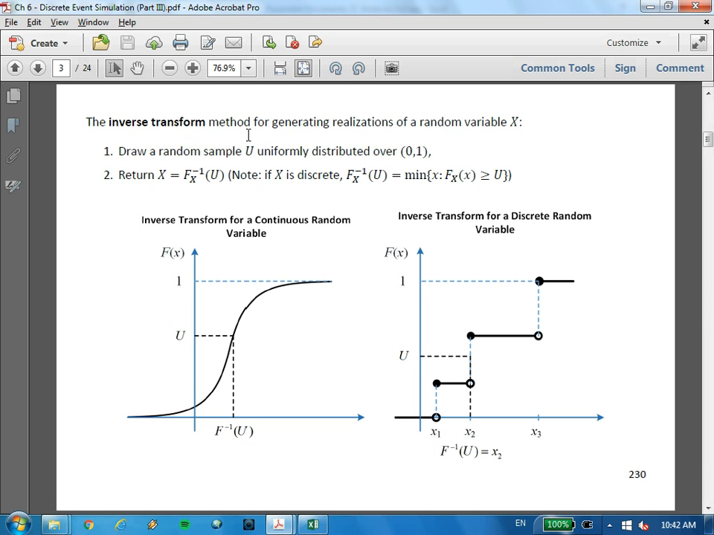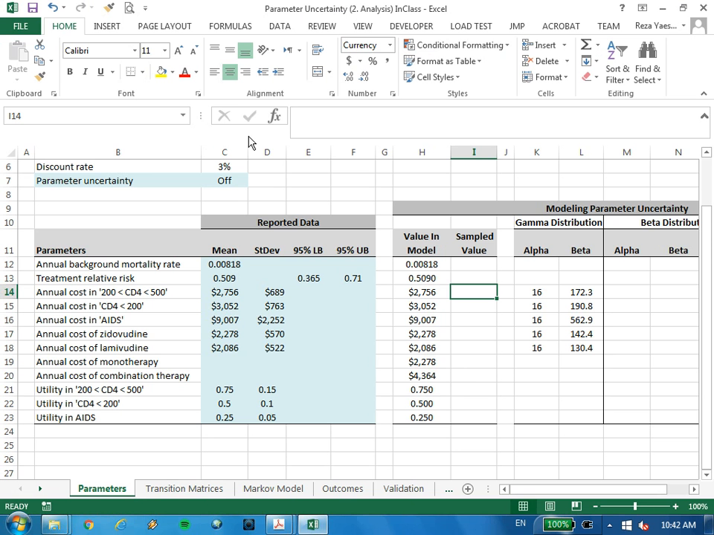So the inverse transform is that if we have the cumulative distribution of a random variable, then we can generate a random number between 0 and 1, and then find the inverse of the cumulative distribution, and that gives us one realization of our random variable. So for gamma, fortunately, Excel has a function that returns the inverse of gamma distribution. So we can use it here.